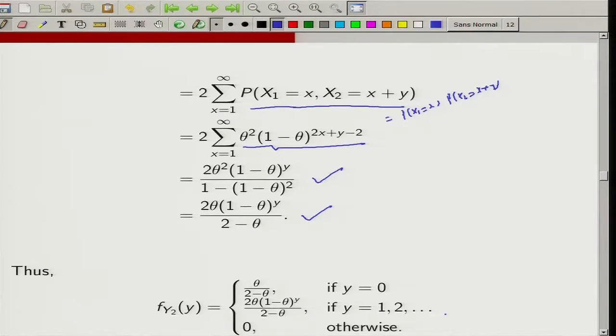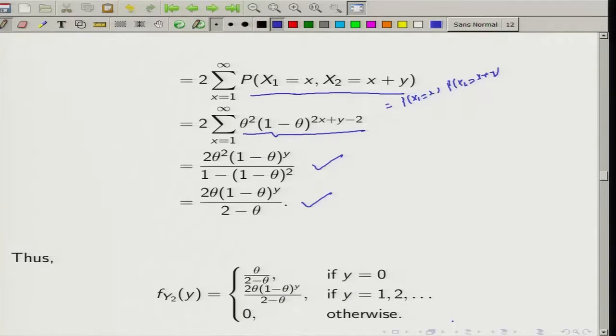So, I found out the probability mass function of y2. So, what is the probability mass function of y2? This is theta upon 2 minus theta if y is 0, 2 theta into 1 minus theta power y upon 2 minus theta if y is from 1 and so on, and this is 0 otherwise.